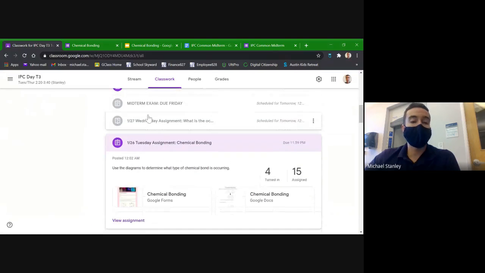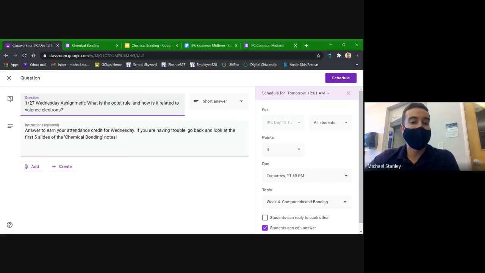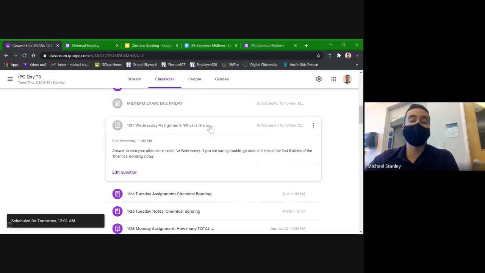And then same thing with the daily assignment for tomorrow, it is just another example of a question. This one is asking about the relationship between the octet rule and valence electrons. So not a worksheet or an assignment that you have to do, just another kind of daily question to answer.